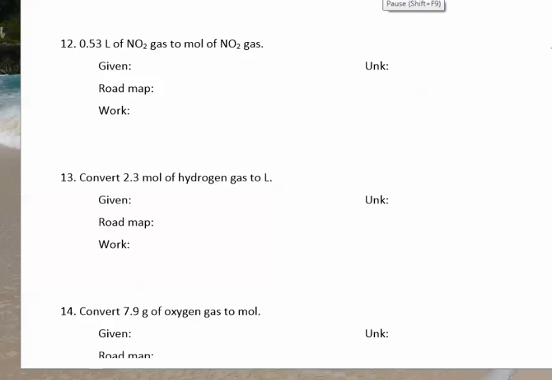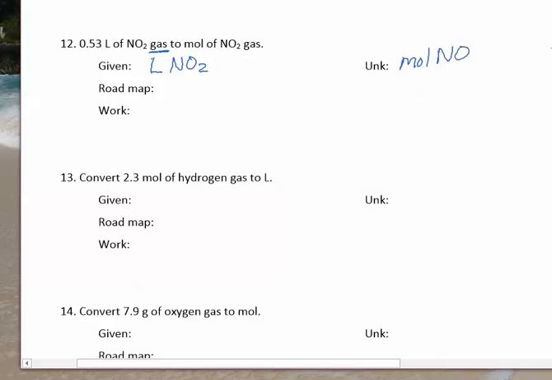So now we're going to look at a problem with liters of NO2 gas to moles. So the key whenever we're using volume is we have to have a gas. We can't do this if we have a liquid volume or a solid volume, only for a gas. So in this problem, we're given liters of NO2, and we're going to go to moles of NO2. So our roadmap, we're going to go liters of NO2 to moles of NO2.